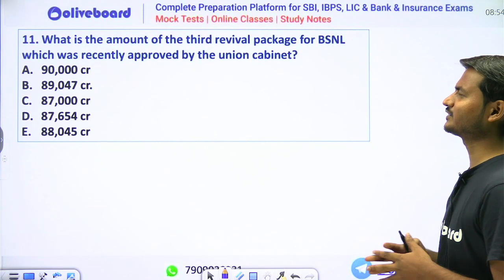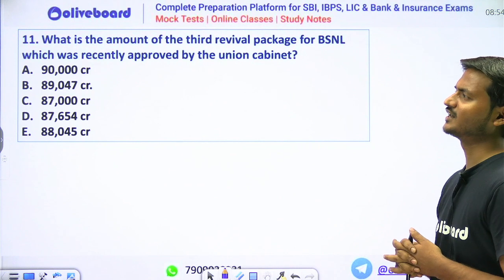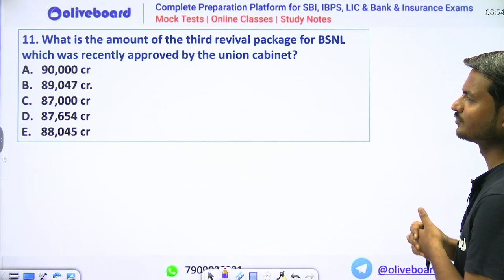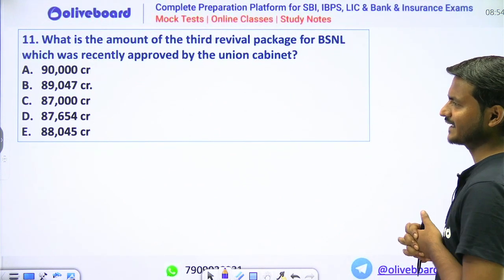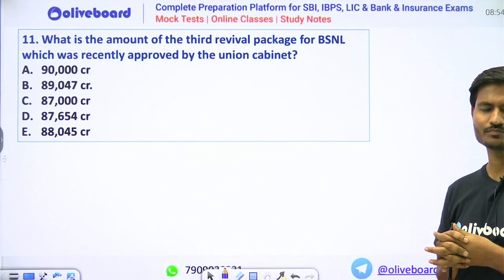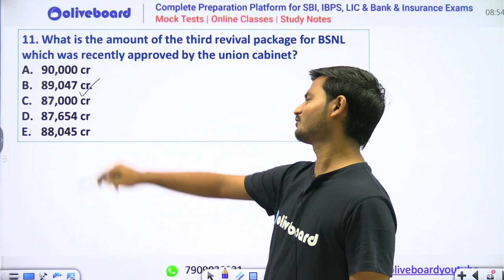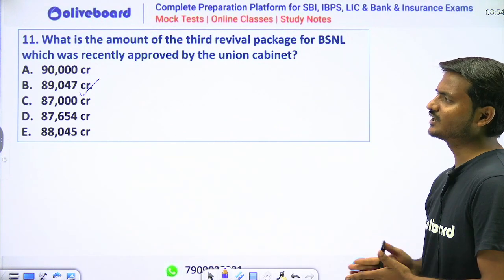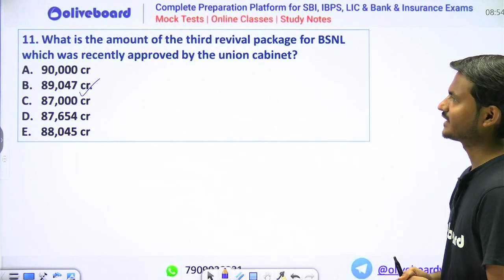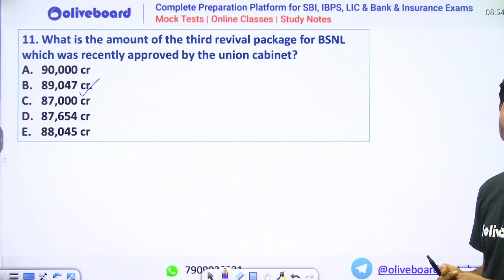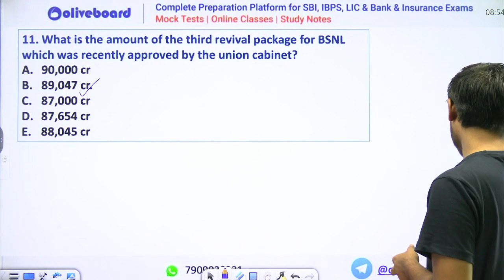What is the amount of the third revival package for BSNL which was recently approved by the Union Cabinet? Which was recently approved by the Union Cabinet. The answer to this is 89,047 crore. 89,047 crore was the revival package that BSNL has got from the Union government.